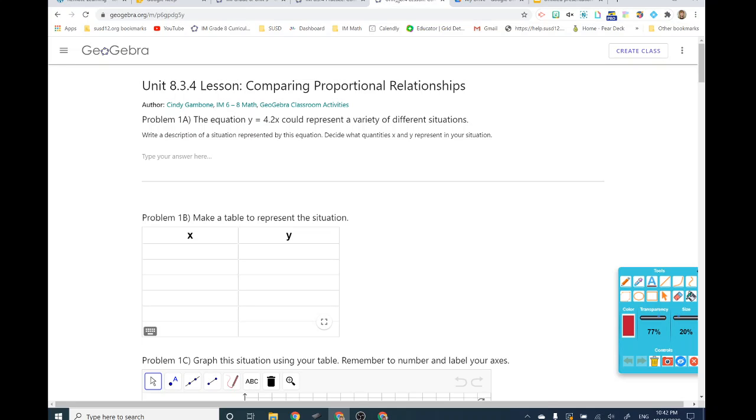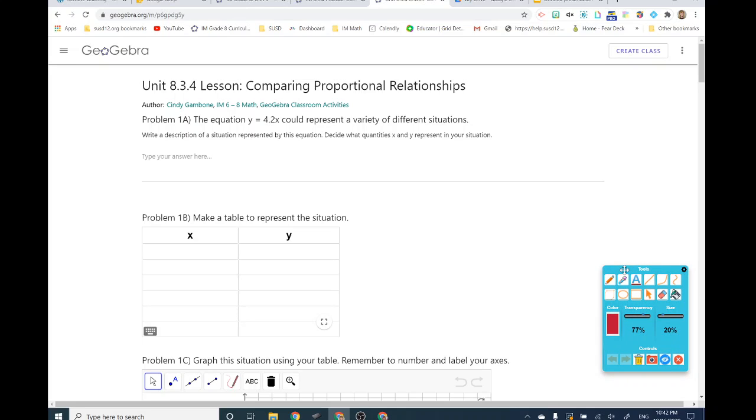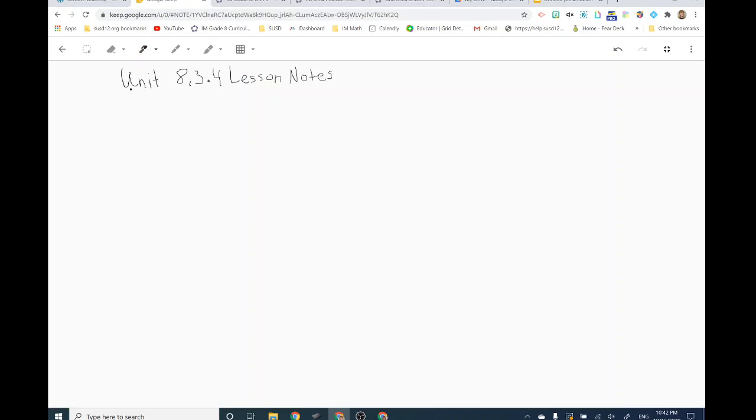Guys, let's get started. This is 8th grade math, Unit 3, Lesson 4, comparing proportional relationships. Previously, we've always had one proportional relationship that we graphed, and we used it to answer some questions. But what if you have two proportional relationships? That's what we're going to discover later on in this unit. For this lesson, you must take notes. Note-taking is extremely important to learn any subject.